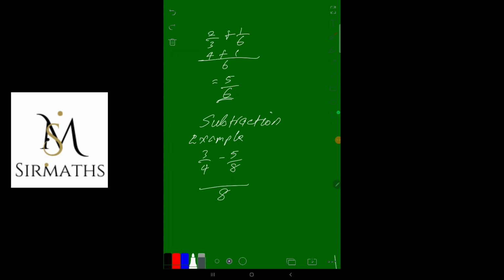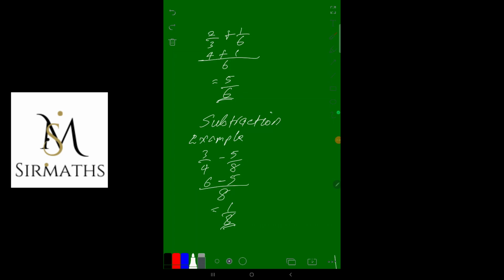8 divided by 4 will give us 2, and 2 times 3 will give us 6. 8 divided by 8 will give us 1, and 1 times 5 will give us 5. And 6 minus 5 will give us 1 over 8. So subtracting 5 over 8 from 3 over 4 has given us 1 over 8. That is for subtraction.